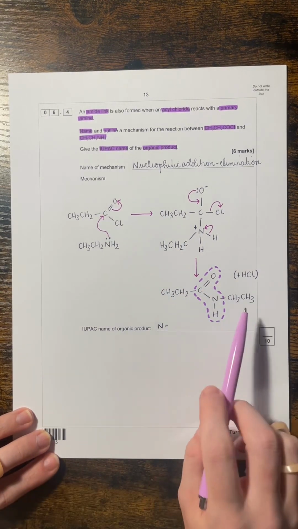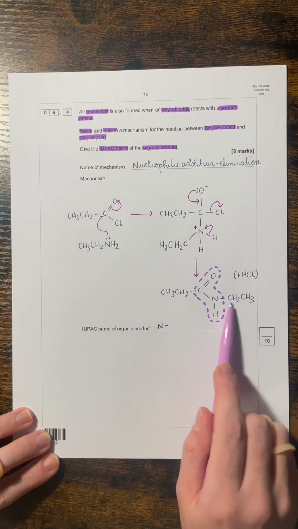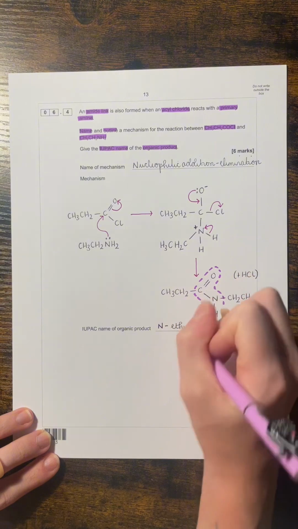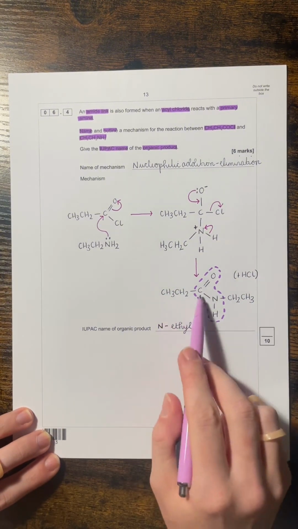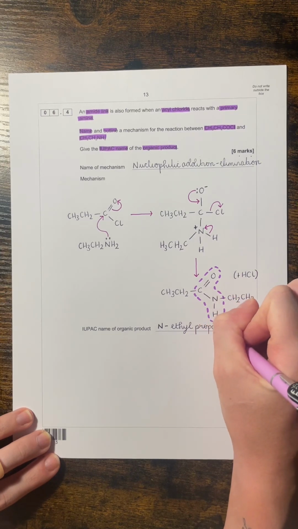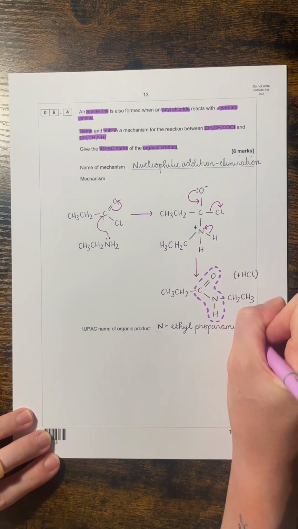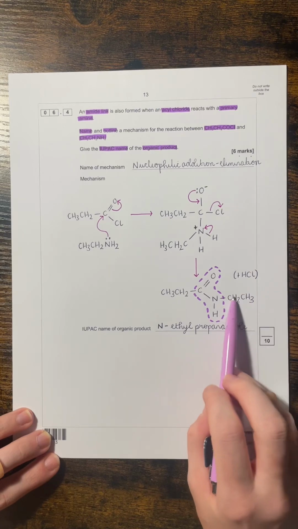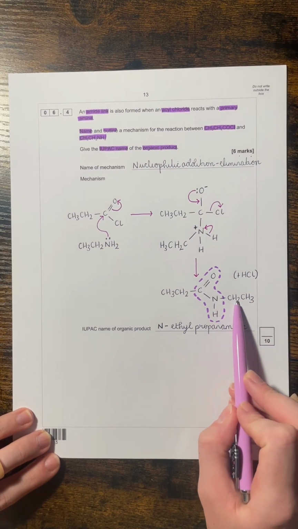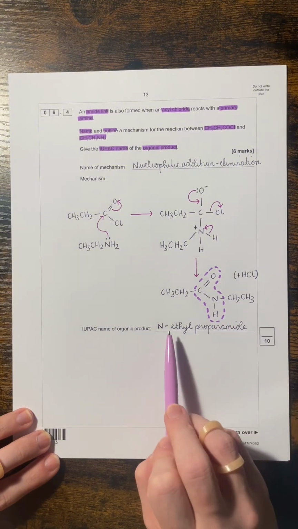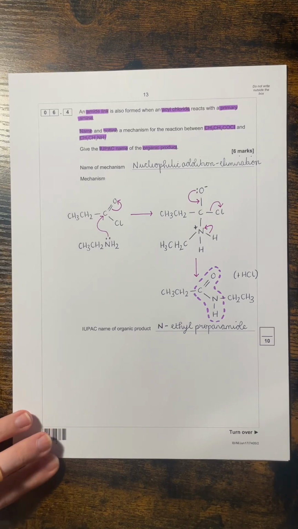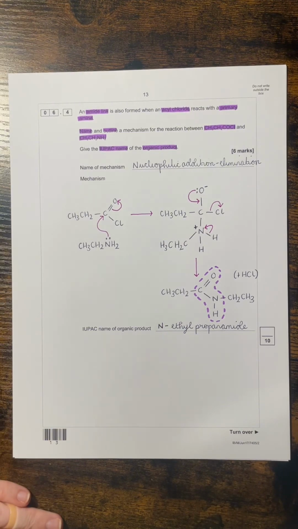So the name of this product is going to be N, and then this, which is an ethyl group. So that's going to be my prefix, if you will, and then 1, 2, 3, propanamide. If that was just a hydrogen, it would be propanamide. Because we've switched the hydrogen for this N ethyl, N-ethylpropanamide is the name of this particular organic product.